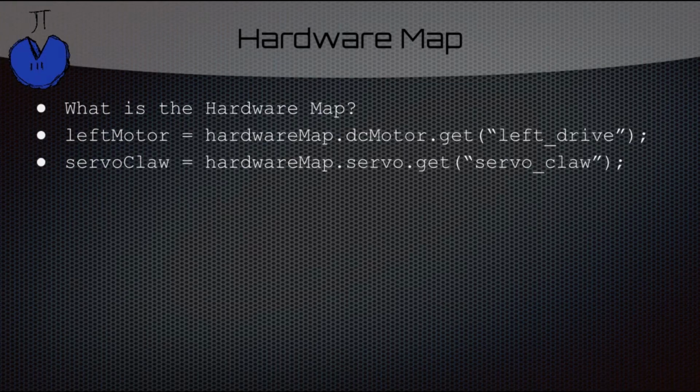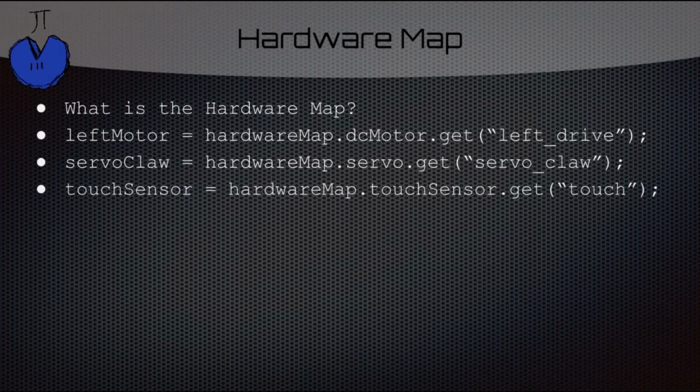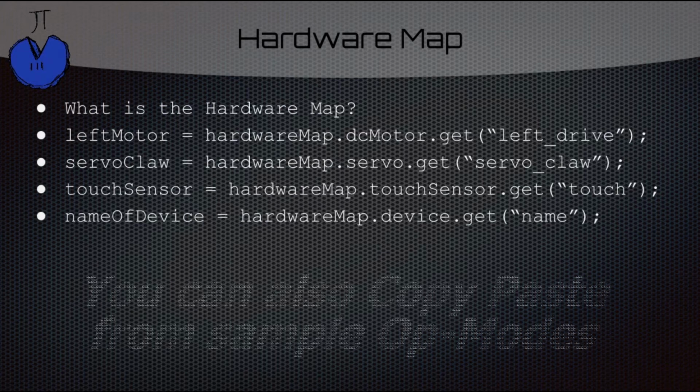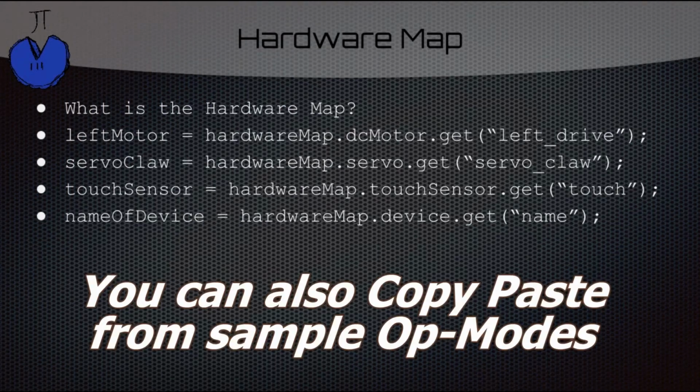So this one's pretty much the same thing. It's servo claw equals hardwareMap.servo.get and servo claw. Then you can do the same thing with any sensors you might have. So a generic way of saying it is the name of your device equals hardwareMap.device, whatever your device is, so a motor, servo, touch sensor, .get, and then whatever the name of the device you had listed in the configuration file was.